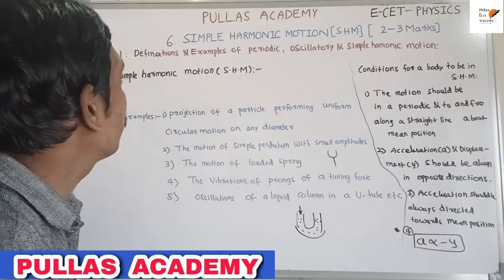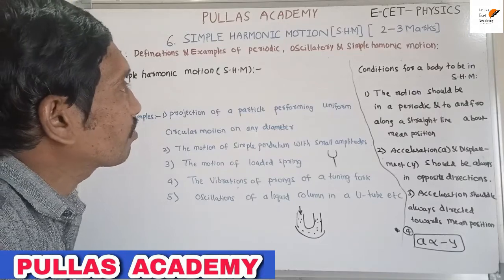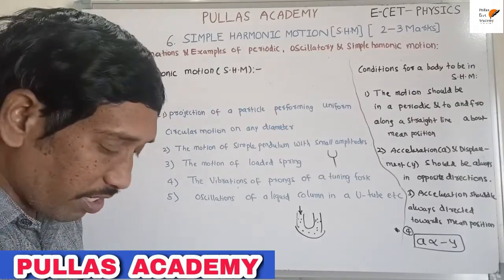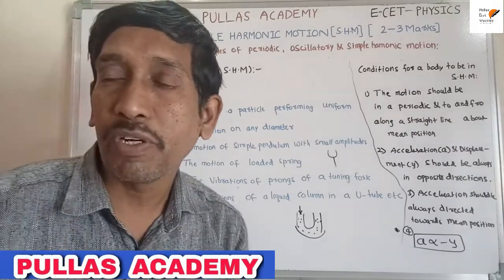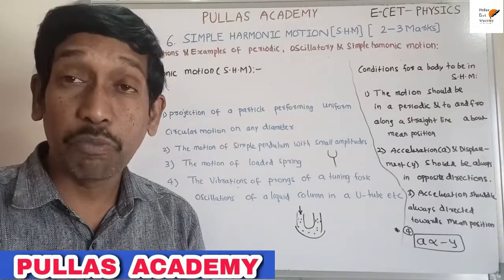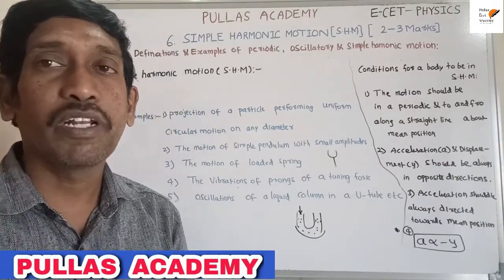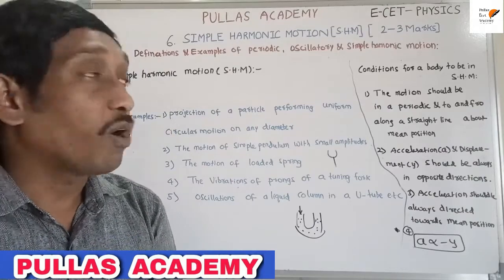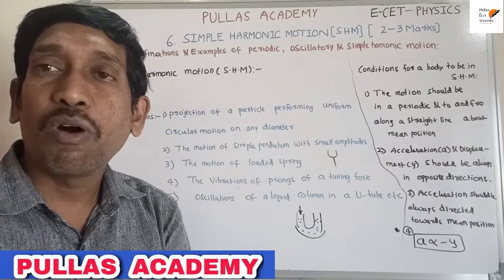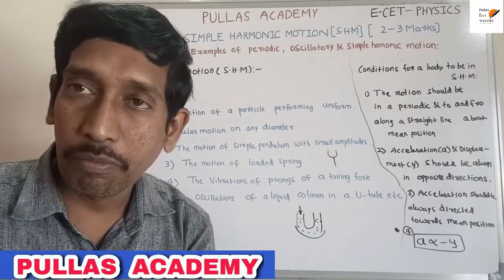I think you understood what simple harmonic motion is, what oscillatory motion is, and what periodic motion is. Once again, periodic motion means a motion which repeats at regular intervals of time. What is oscillatory motion? A motion which repeats to and fro along a straight line about the mean position is called oscillatory motion.